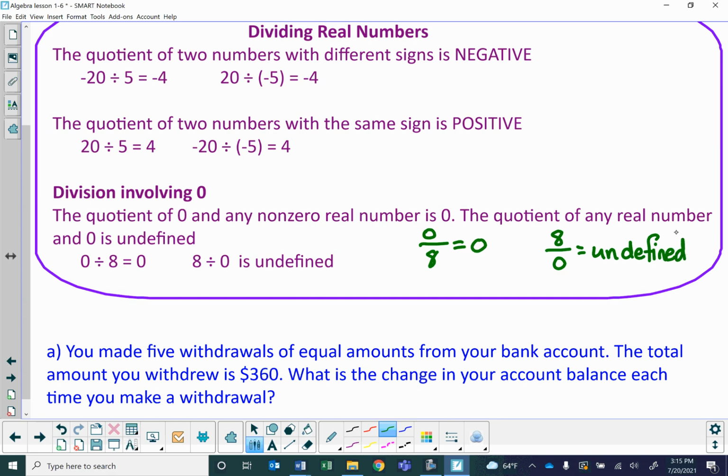Division by 0 is undefined. If you put it in your calculator, it'll tell you error. You cannot divide by 0. You can't take something and divide it into 0 groups because you're not dividing it. It's impossible to divide it if you're not dividing it into groups. So it's undefined.